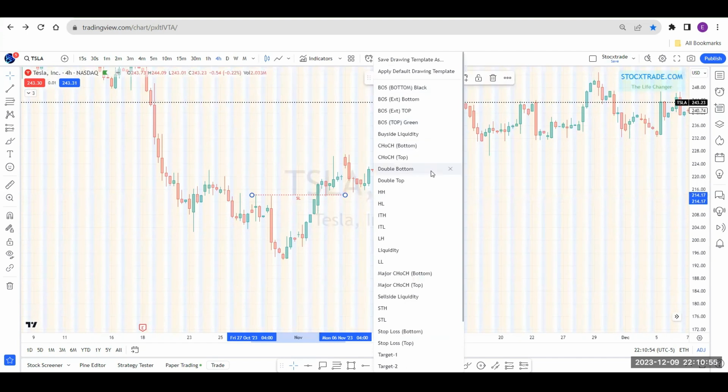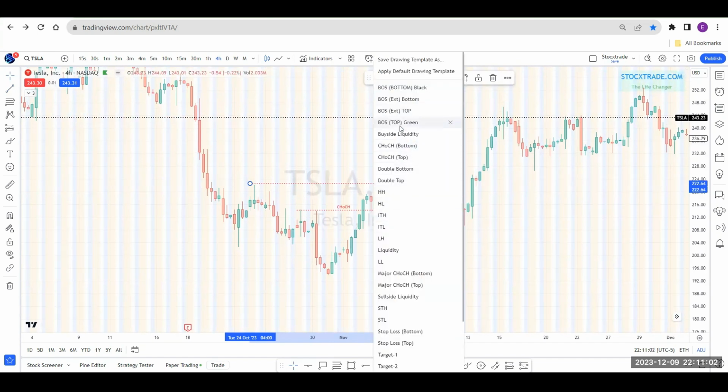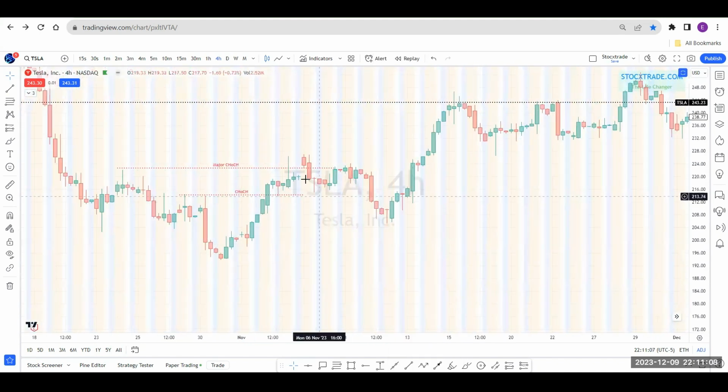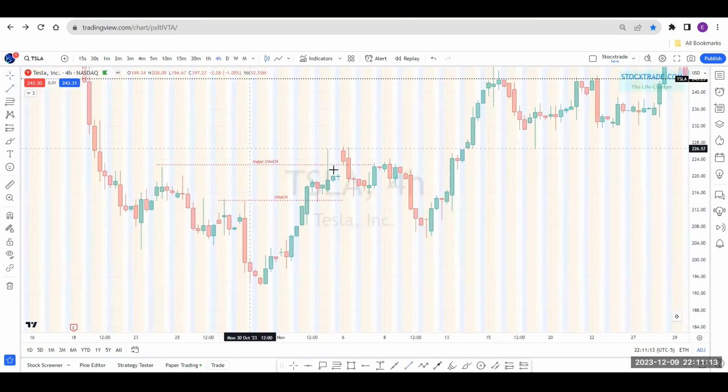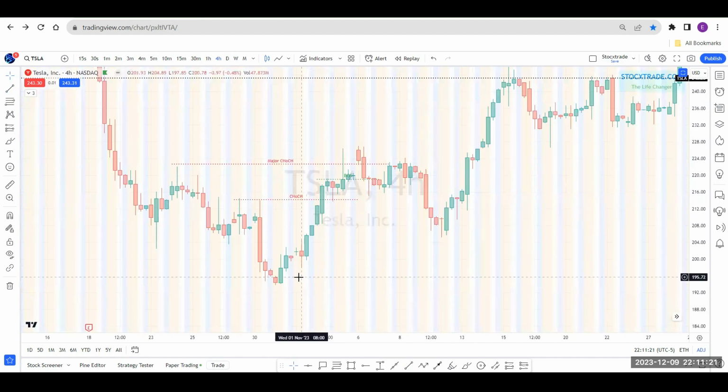Okay, so suppose you have a major change of character. I'm just taking it randomly. Now what happened after the major change of character? You need the price to come down, because you already have the break of structure. The price went up in an impulsive move, 1, 2, 3, 4, and broke the major change of character. Now the price is coming down. So what will you be looking for?